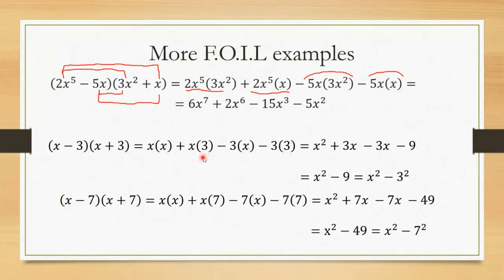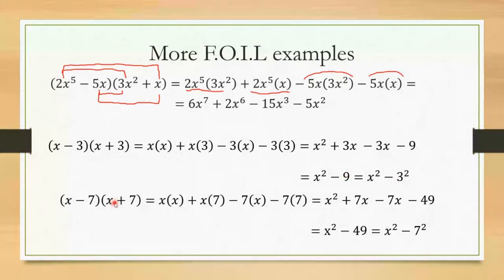Now, 3 times x and x times 3 are the same thing. You know, multiplication, you can multiply in any order you want. So there's cancellation, as you can see here. So we get x squared minus 9. Now, on a quiz or test, you could stop here. I rewrote it as x squared minus 3 squared. That's mostly to illustrate what's going to come next.